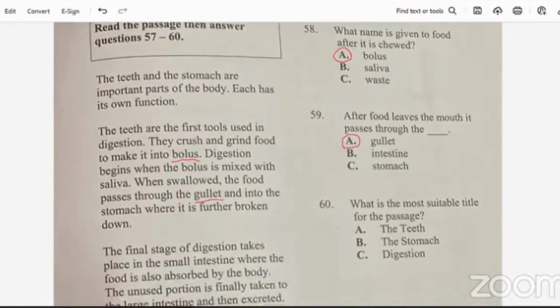And the final question. What is the most suitable title for the passage? Is it the teeth, the stomach, or digestion? And of course, the answer would be digestion. That's what they're talking about. It starts in the mouth, where the teeth are, and of course in the stomach as well. But the entire passage was focused on digestion.